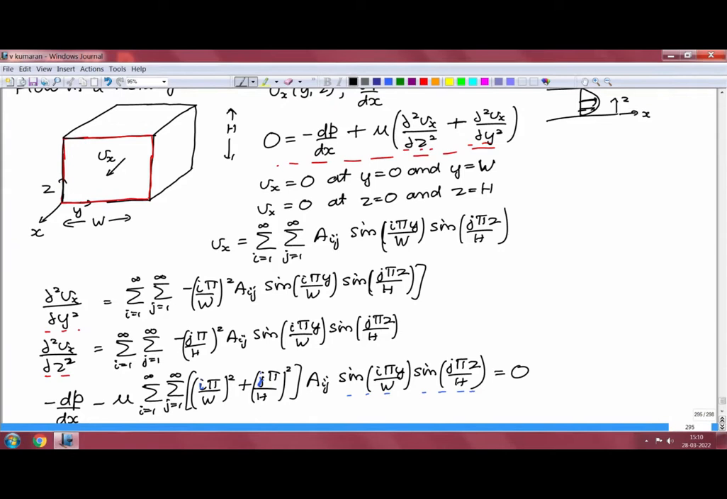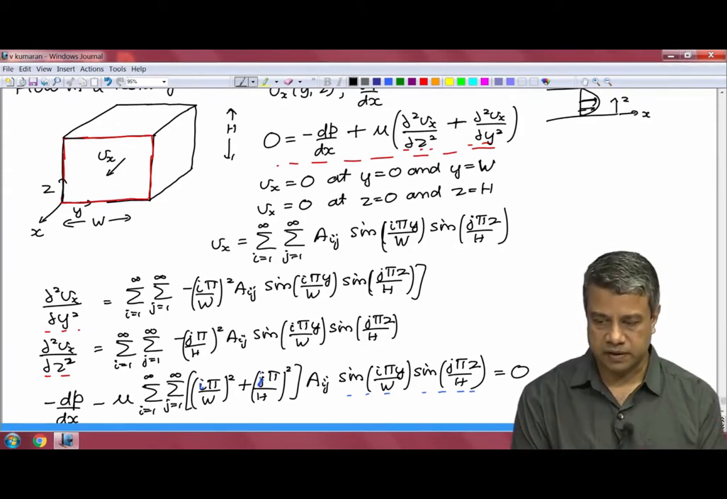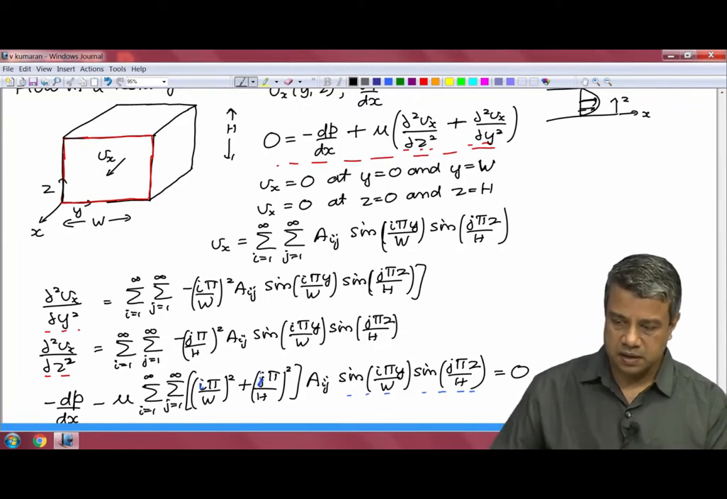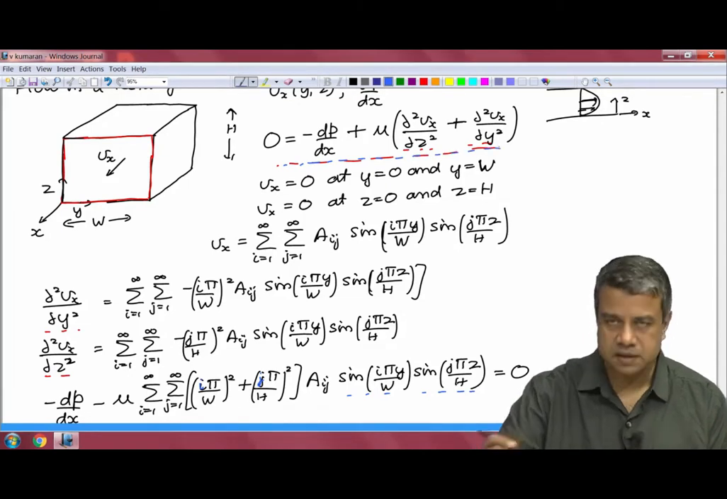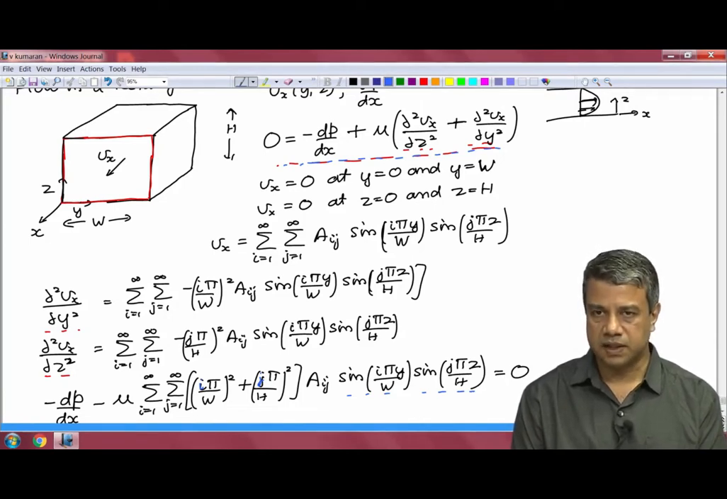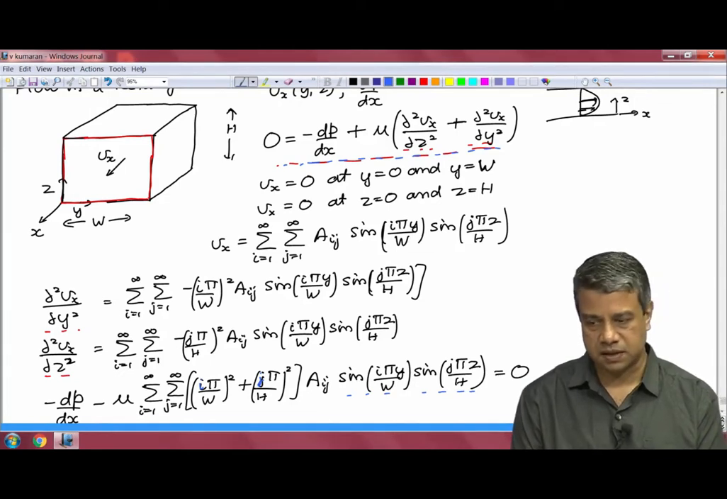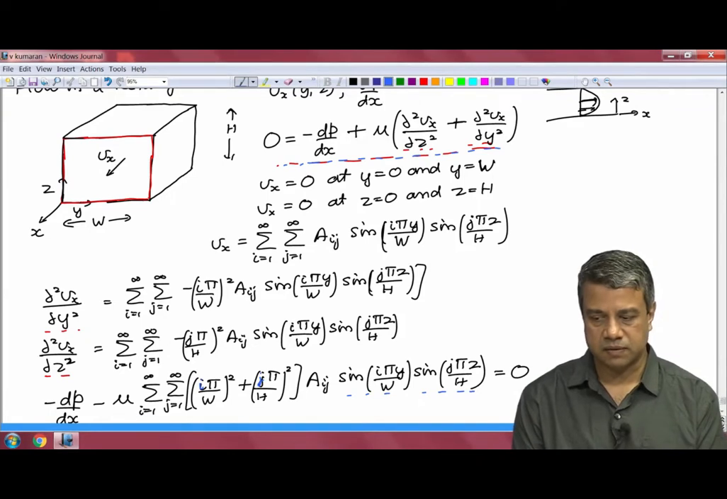a unidirectional flow, steady, fully developed, governed by this equation, where dP dx, the pressure gradient in the x direction, is a constant for a fully developed steady flow. And the second term on the right there is the Laplacian of the velocity in the streamwise direction, x direction. The second derivative with respect to z and the second derivative with respect to y.